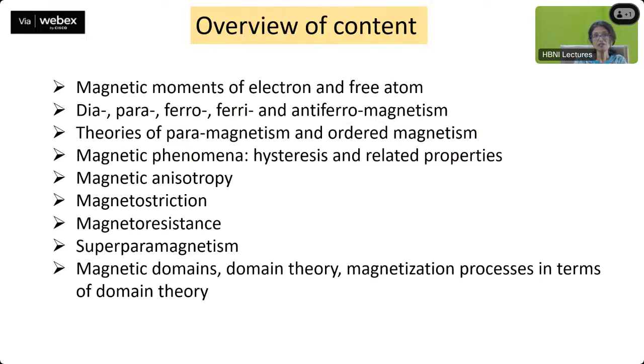So what we will cover in magnetic materials is magnetic moments of electron and free atom. We'll talk about dia, para, ferro, ferri, and antiferromagnetism. We'll talk about theories of paramagnetism and ordered magnetism. We'll talk a little bit about magnetic phenomena like hysteresis and related properties, magnetic anisotropy, magnetostriction, magnetoresistance, superparamagnetism, then magnetic domains, domain theory, magnetization process in terms of domain theory. So these are the different points which we will try to cover.